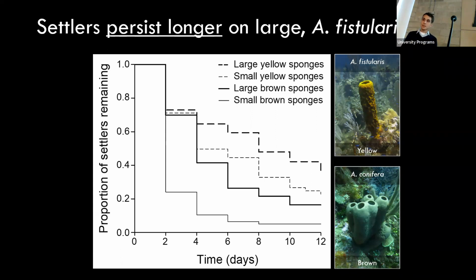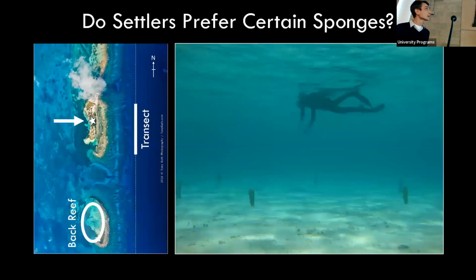But consistent variation in survival among habitat types should favor the evolution of habitat preferences at settlement, right? So if larvae are able to choose the right or the best sponge species that would improve their survival, then that should be selected for in the population.